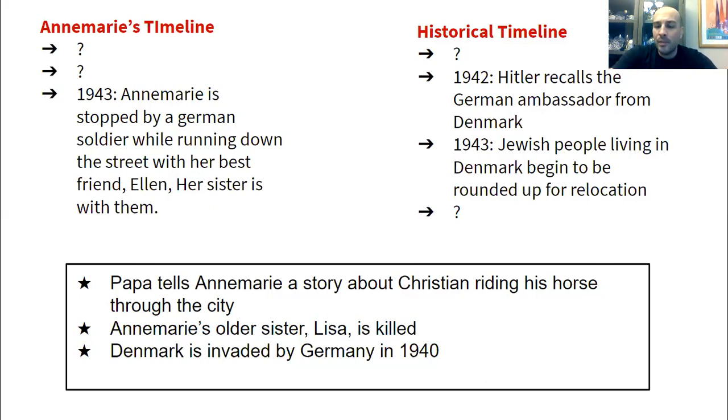I have three other pieces of information that I'm having a little trouble plotting onto the timelines. I know that Anne Marie's dad told her a story about King Christian riding his horse through the city. We also learned that Anne Marie's older sister, Lise, was killed. We don't know the circumstances, but we know that she lost her life. And we also know that Denmark was invaded by Germany in 1940.